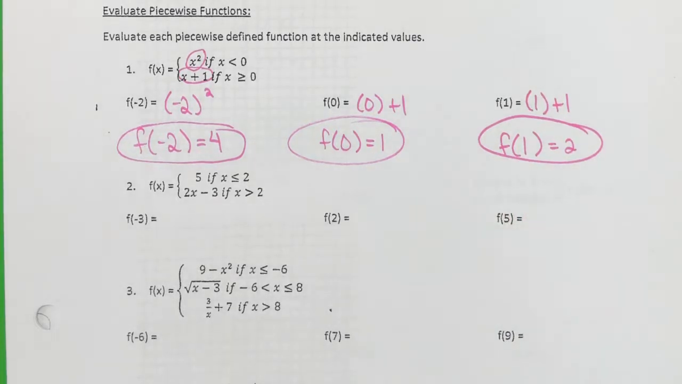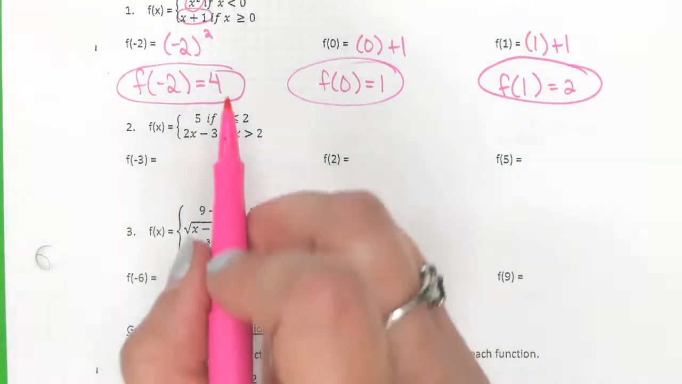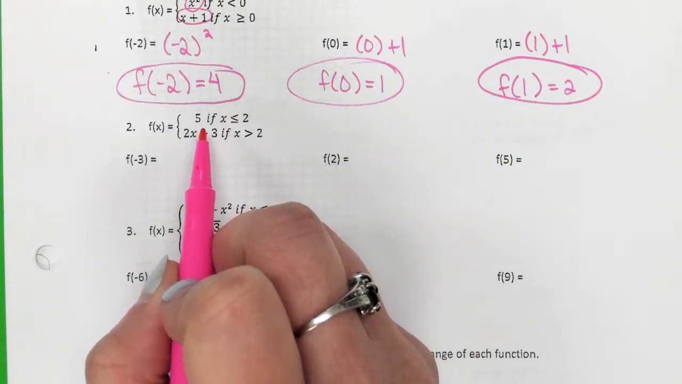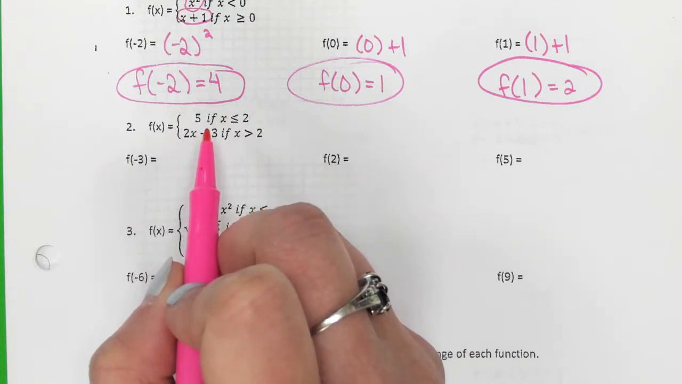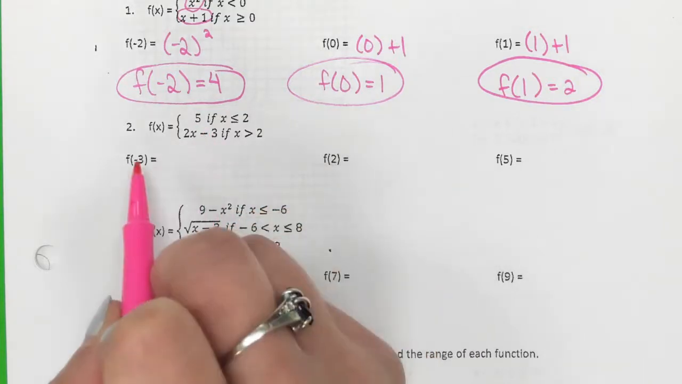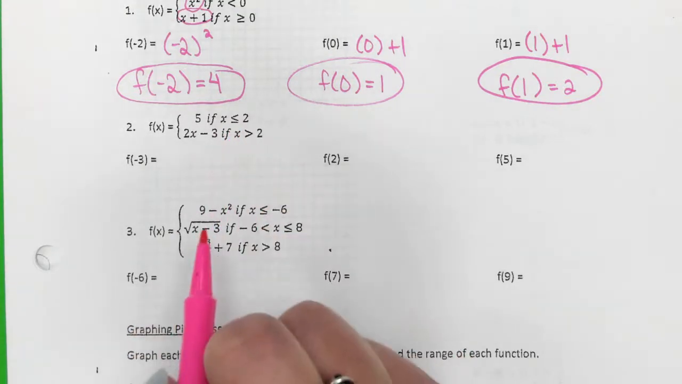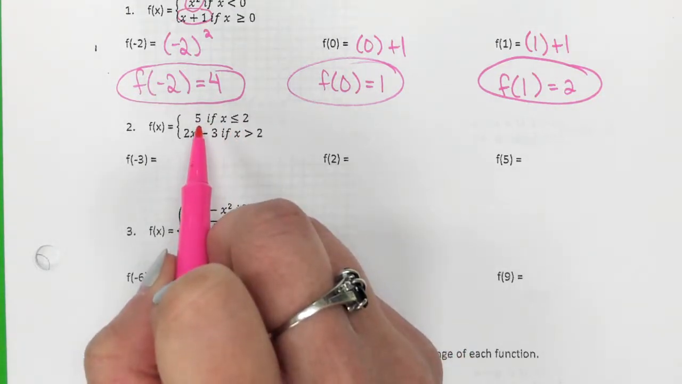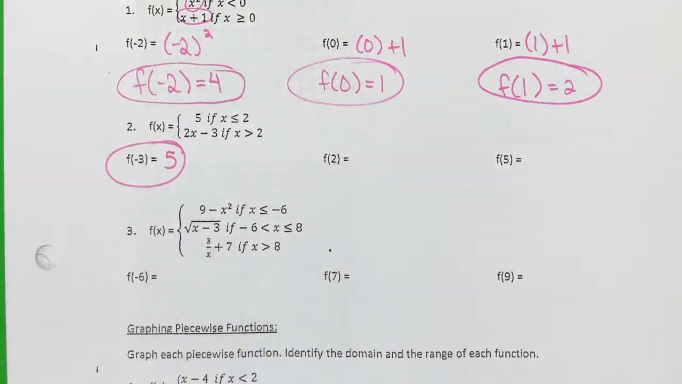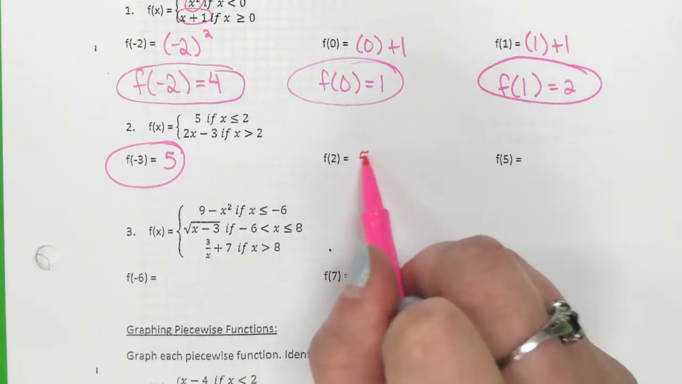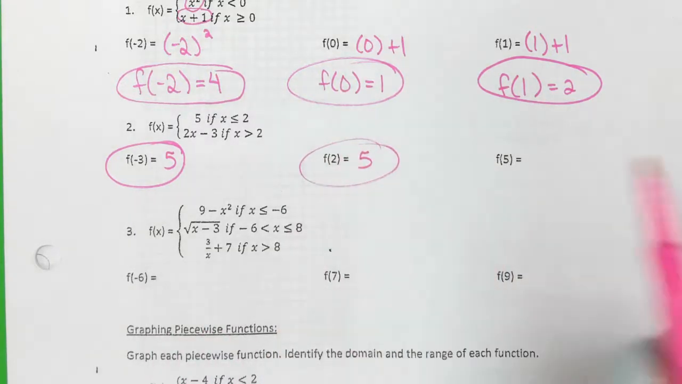Alright, let's look at the next one. Number 2. Look at this guy right here. Is 5 ever going to change? Can I plug in anything to 5 to change him ever? He's not changing. So let's look at negative 3. Is negative 3 less than or equal to 2, or greater than 2? So what's my answer? 5. And you're done. That's all you got to do. It ain't never going to change. There's nothing to plug in. Alright, what about 2? 5. It's 5. That's it, because it's equal to 2.